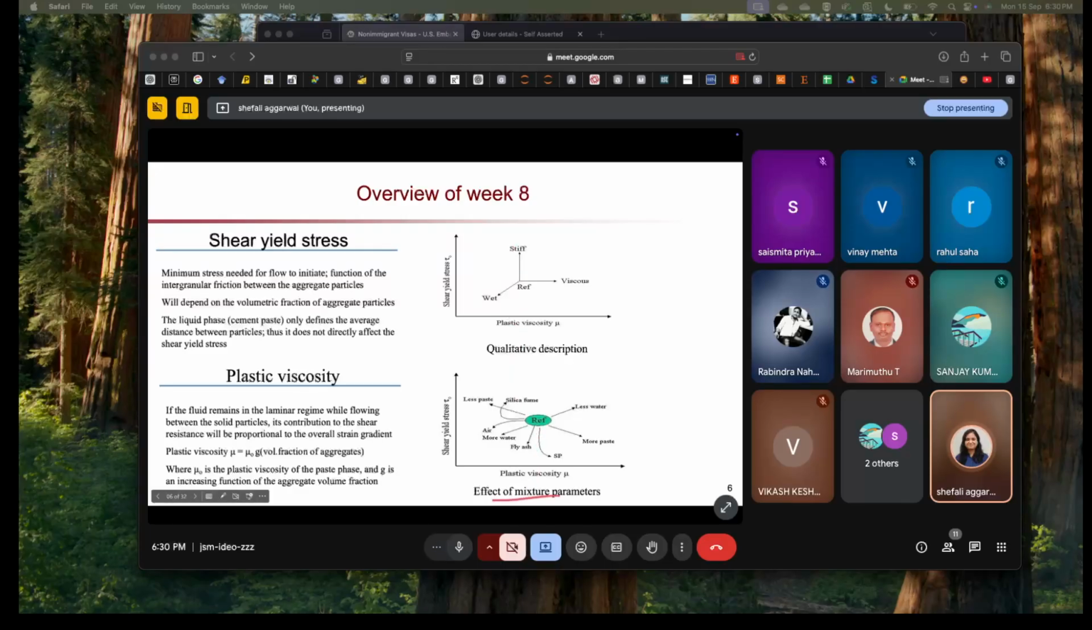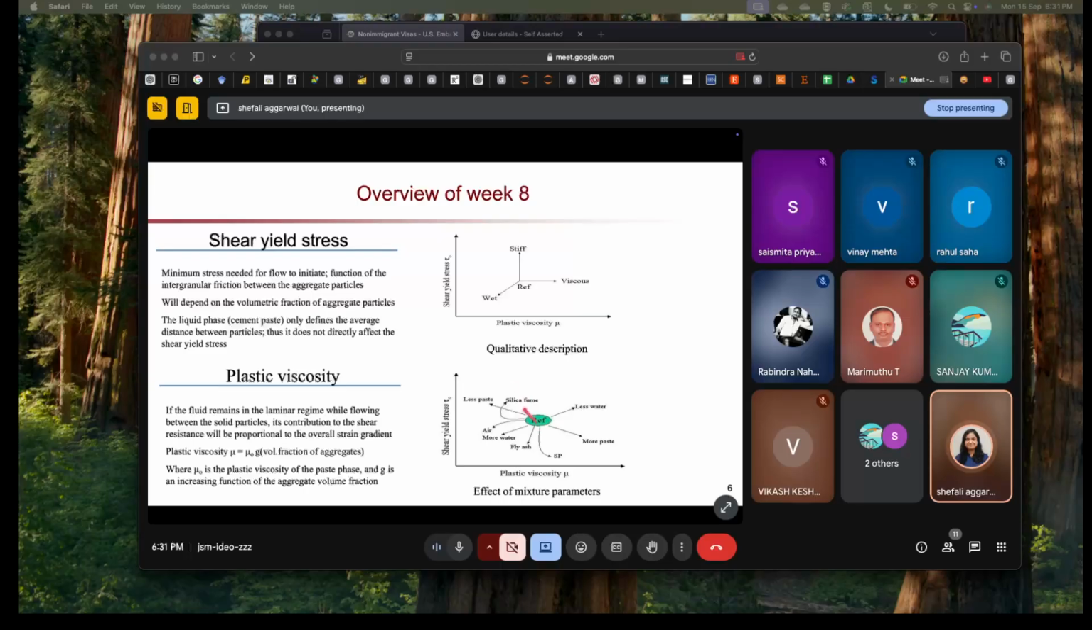So what is the effect of different mixture parameters on your graph? From this graph, if you see it is getting more in this direction, that means it is becoming more viscous. That means you have more paste in your system and less water. Correct? If it is becoming more viscous, your resistance to flow is more. It is not able to flow properly. That means you have more paste content, or you have very little water in your concrete system.